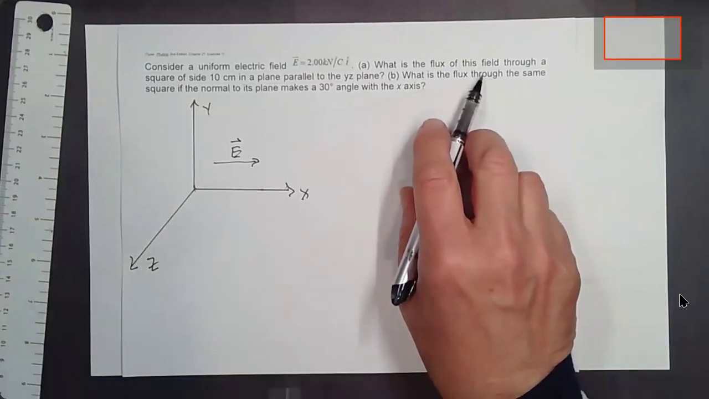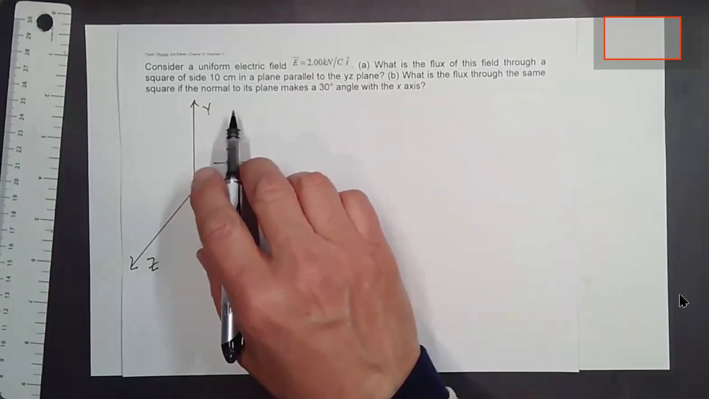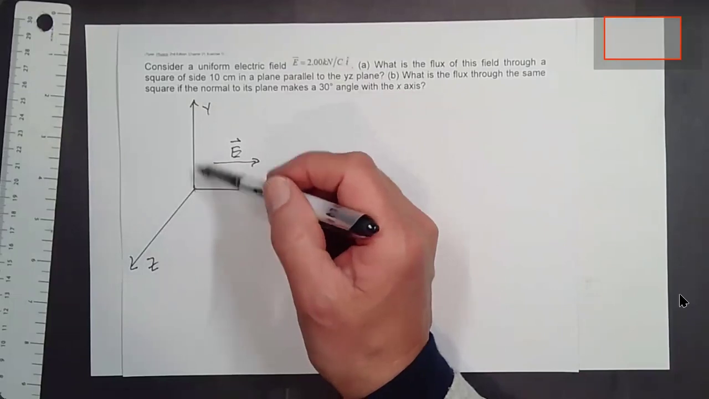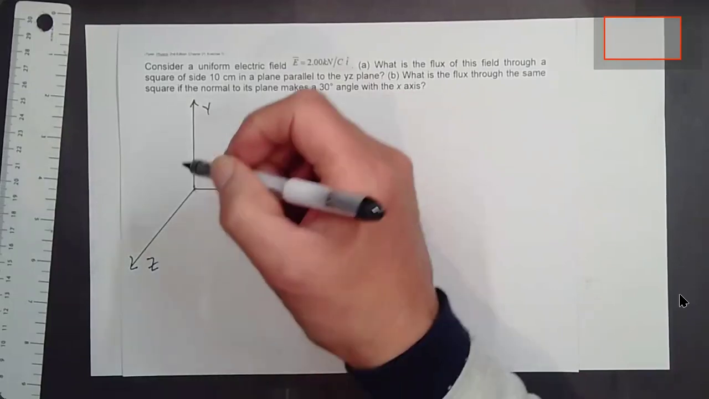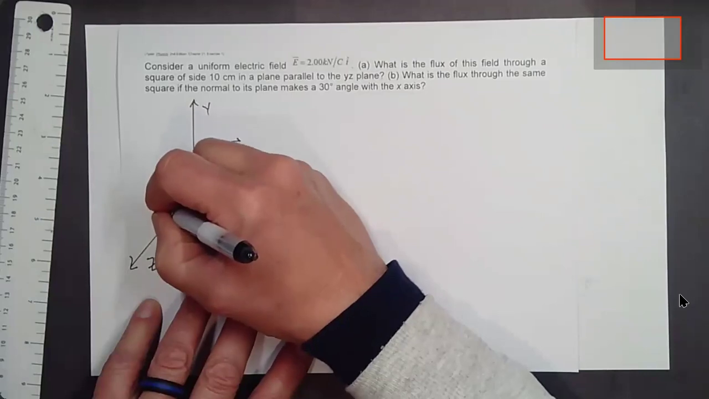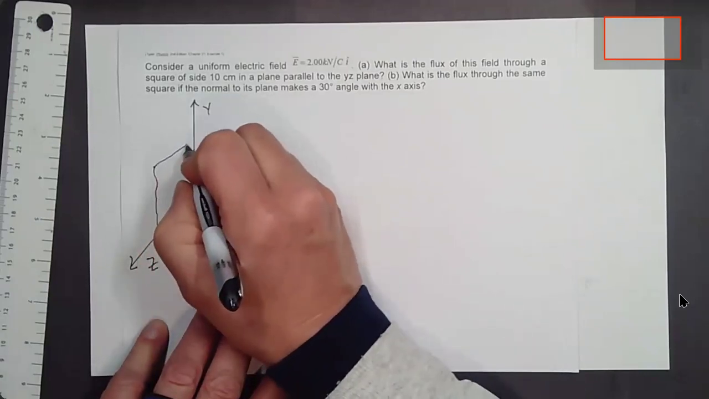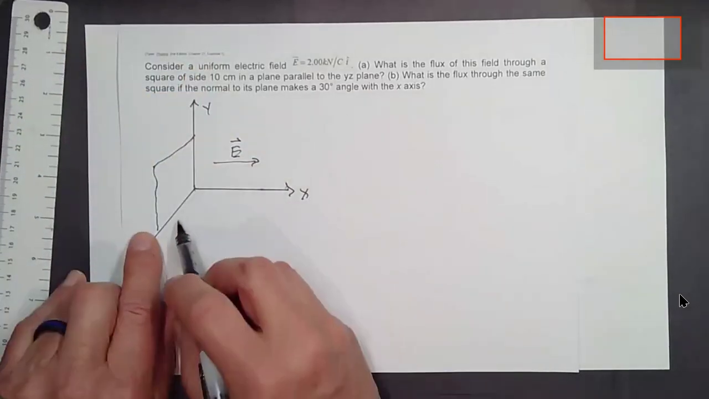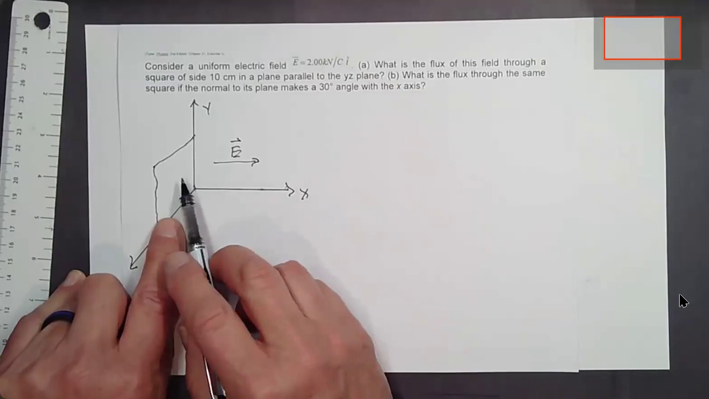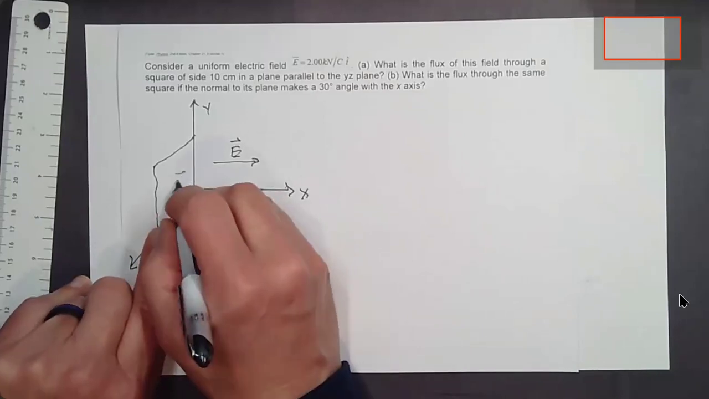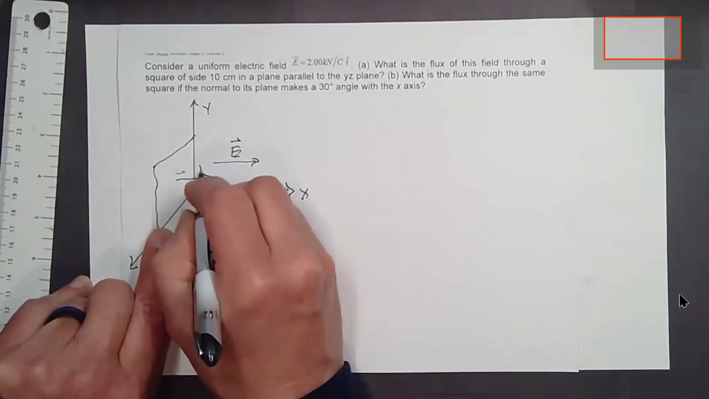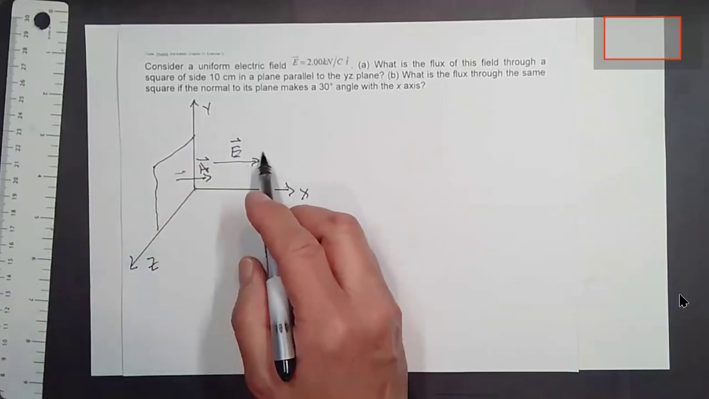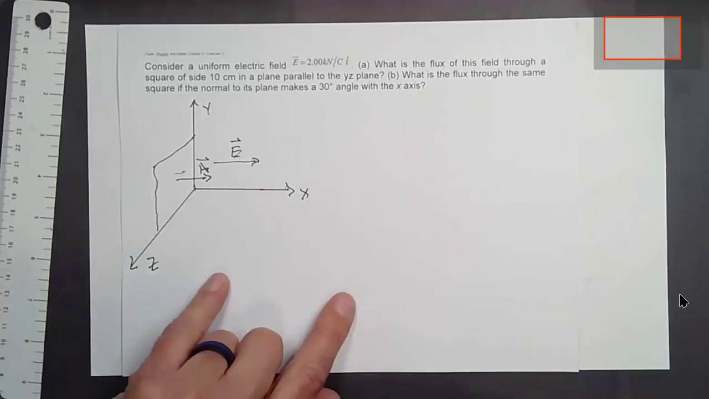And the flux of this field through a square of 10 centimeters in a plane parallel to the YZ plane. Well, if it's parallel to the YZ plane, we may as well stick it right there on the YZ axis, but we could imagine sliding it in this direction. That means the area vector of this plane is going to be in the same direction as E. So that's something that we'll have here.